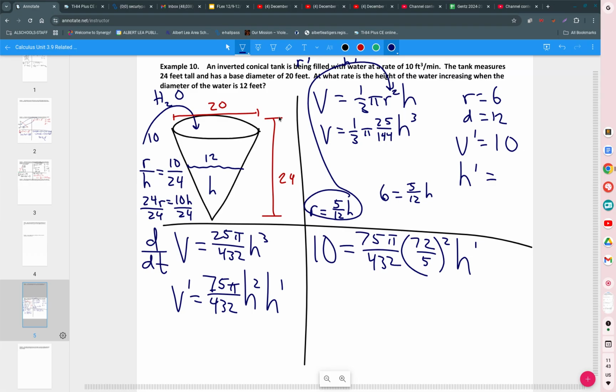Gunnar? So I took the radius, which is 6, plugged it in here. I multiplied by 12 to get 72. I divided by 5 to get 72/5.